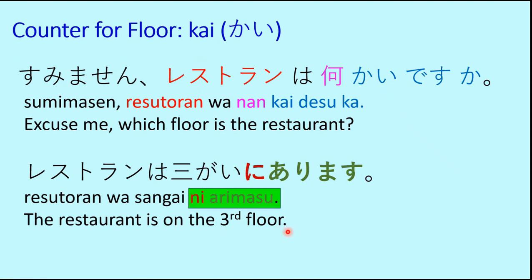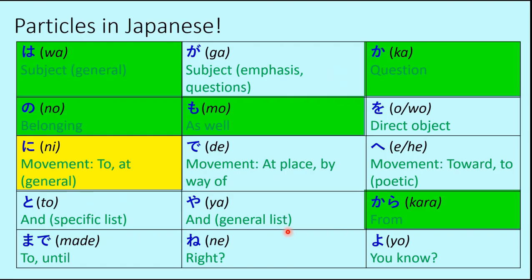So now we shall look deeper into what this ni arimasu is, because this is the first time we are getting this. Restaurant wa sangai ni arimasu. So what are these two words in this phrase, ni and arimasu? This is our well-known slide on the particles used in Japanese, and we have already done wa, ka, no, mo, and kara. So today's particle is ni. Ni here means movement, or you may call it a location. That's why words like to, at, on, in, which are generally used in English, serve the same purpose as the particle ni in Japanese.